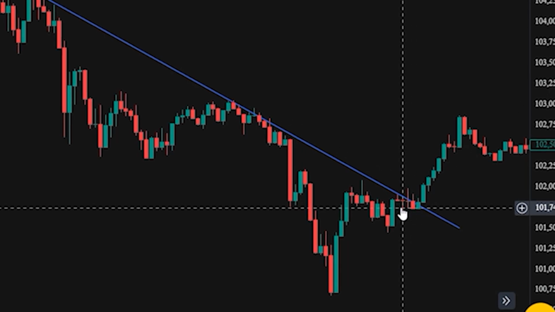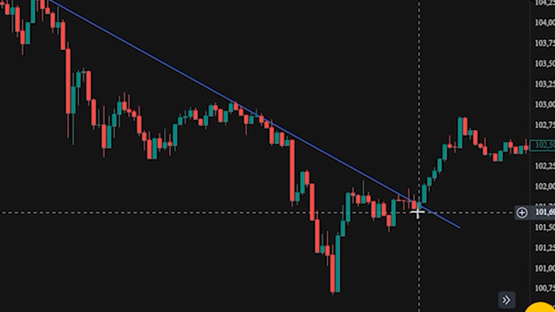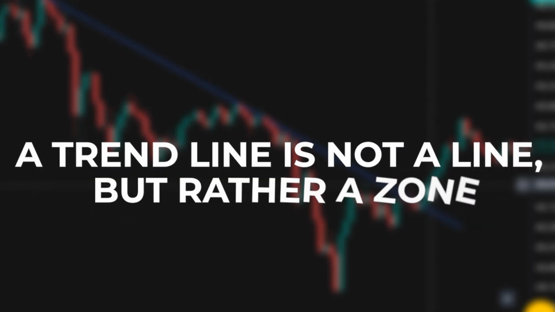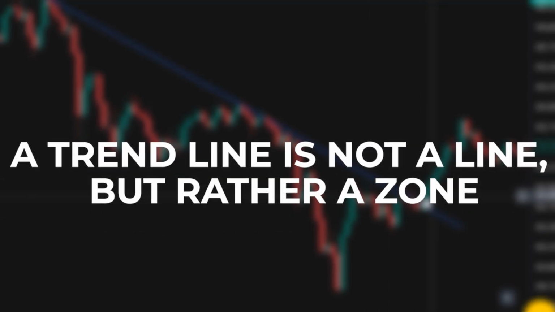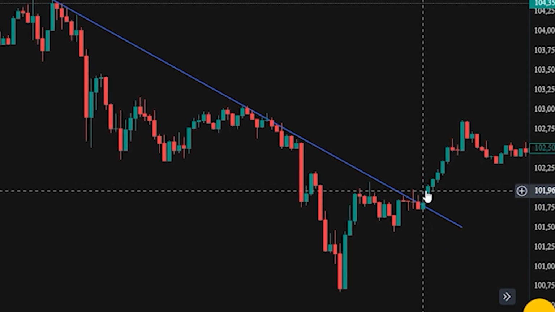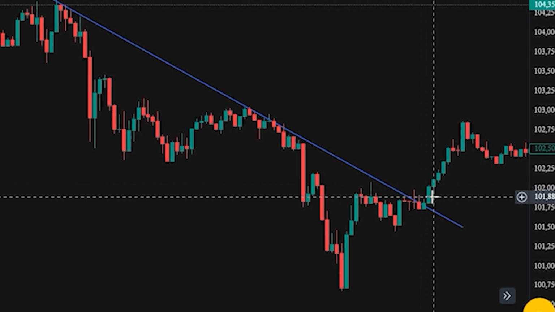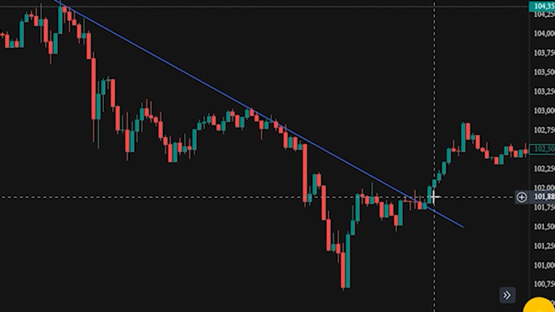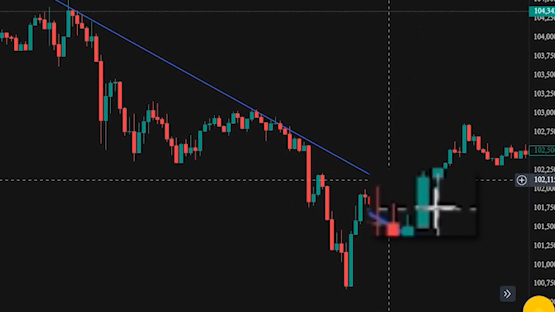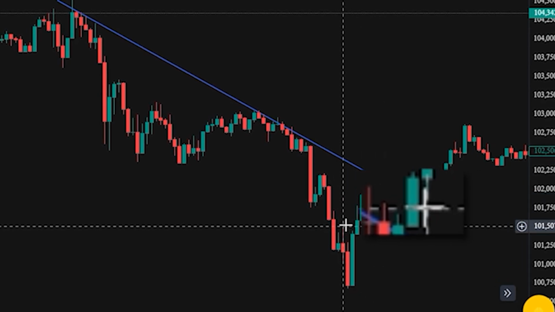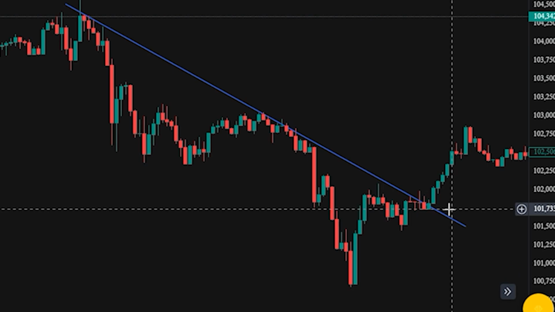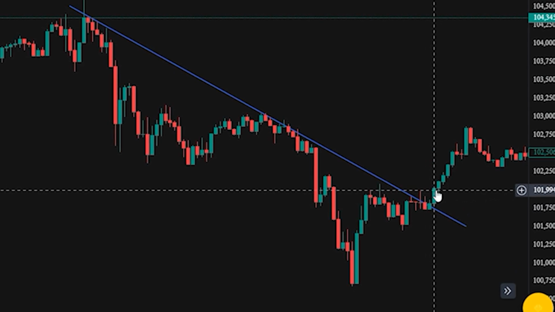At this point, we can't talk about a trend reversal yet, because as I said in the video about trend lines, a trend line is not a line, but rather a zone. That is, the chart may not reach the trend line or slightly cross it, but it still remains valid. Even on this candle, it is quite possible to reverse to the other side and continue the trend. Therefore, in order to confirm a trend reversal, we need some kind of confirmation signal.